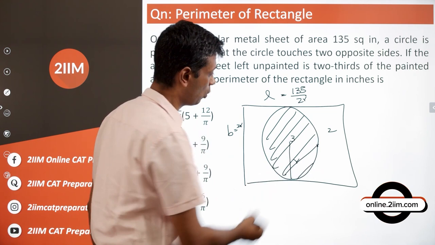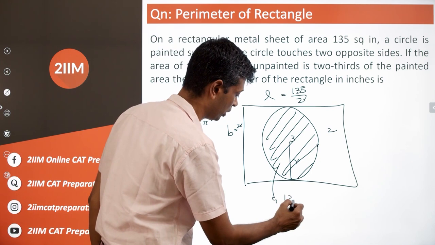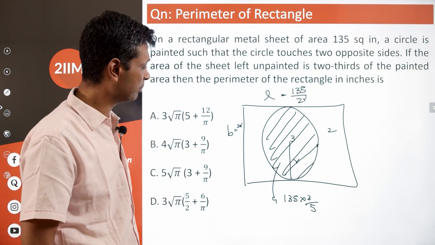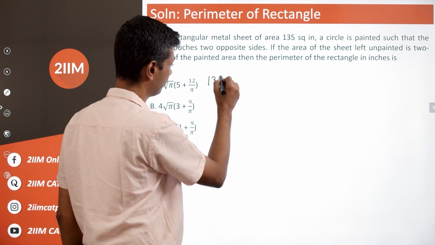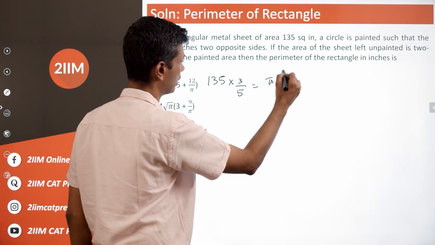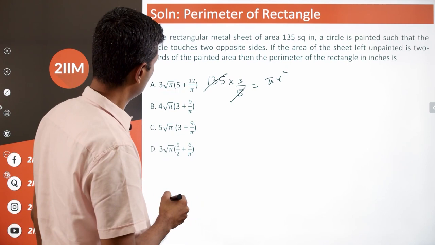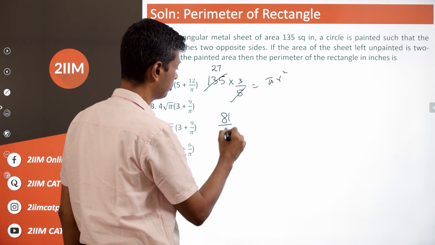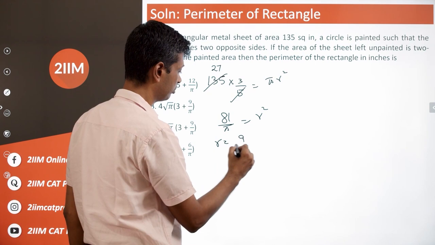So, we can find area of the painted region. This is 135 into 3 by 5. So, 135 into 3 by 5 is pi r square. We figure that out. We are through. So, 135 into 3 by 5 equals pi r square. This is 135 by 5 is 27. 27 into 3 is 81. 81 by pi equals r square, or r is 9 by root pi.